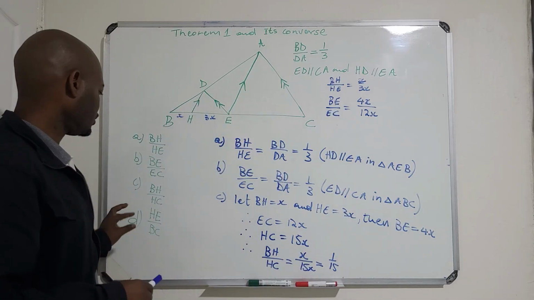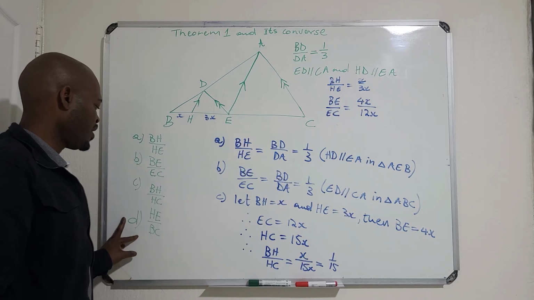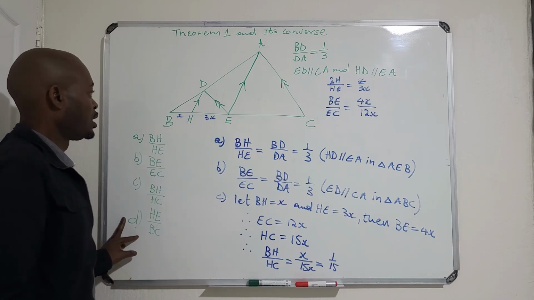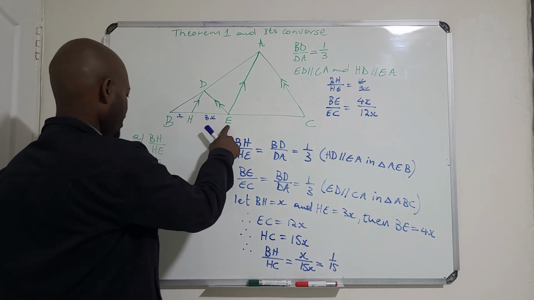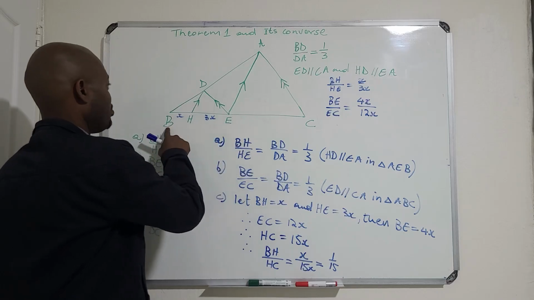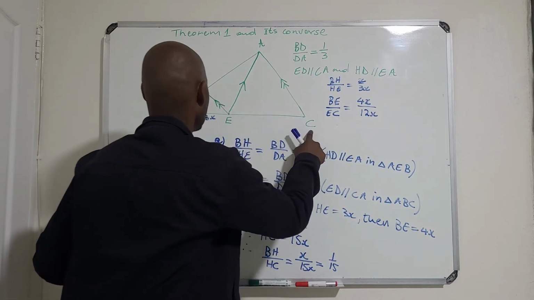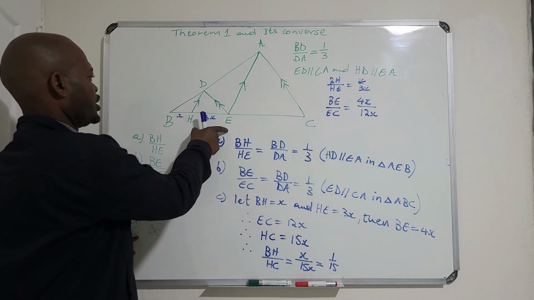Now, we can also be told to find HE over BC. Our HE is 3X.